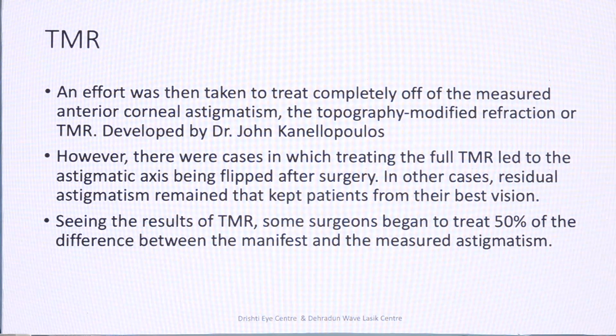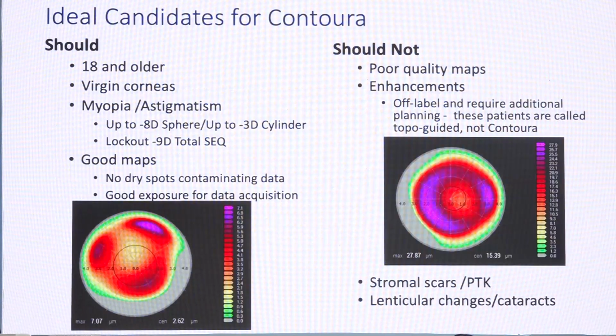So then came the TMRs when John Kalanopoulos developed this. And in this, they were basically relying totally on the topographic manifest refraction, but it led to, again, not great results. So Contoura had teething troubles initially because the nomograms which Alcon was trying to propose were not giving us amazing results, and it took a long time before we understood how to go about it.